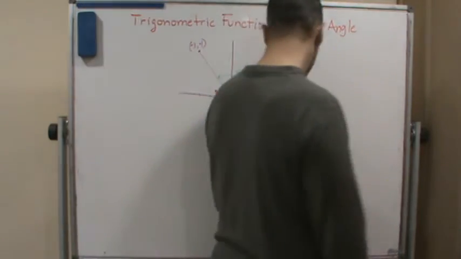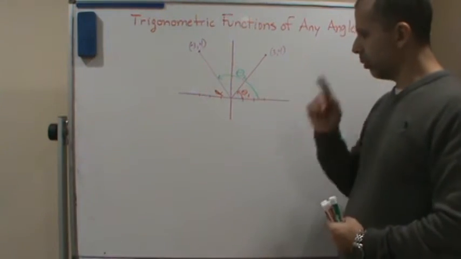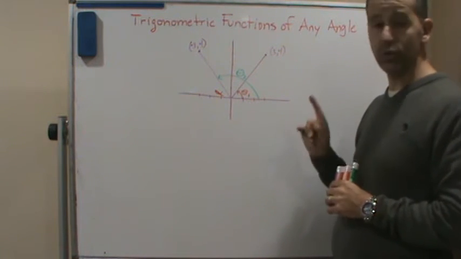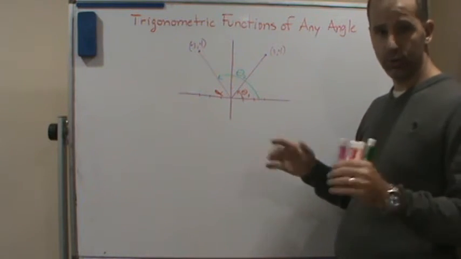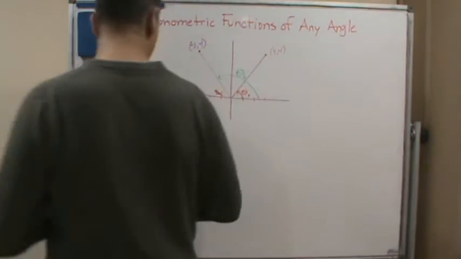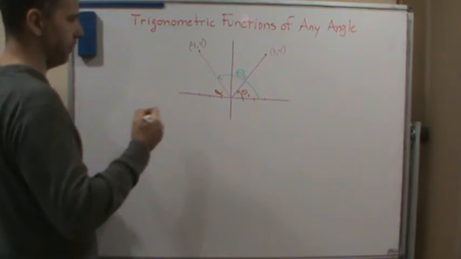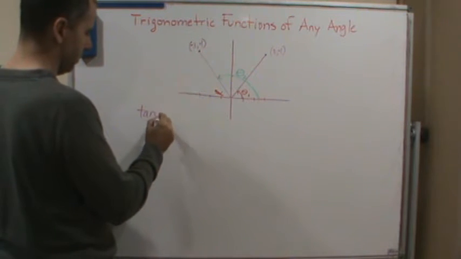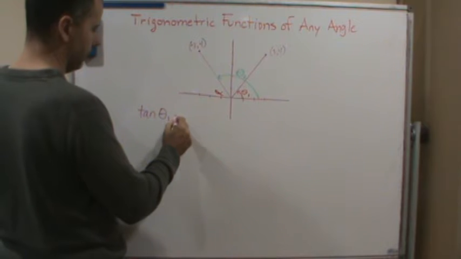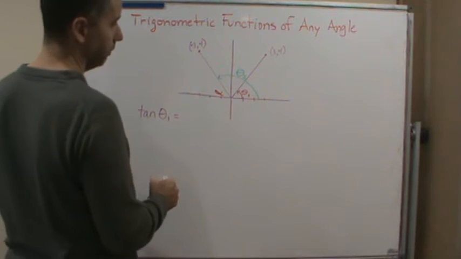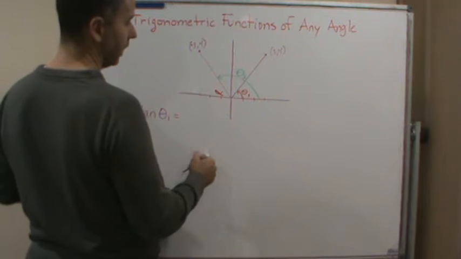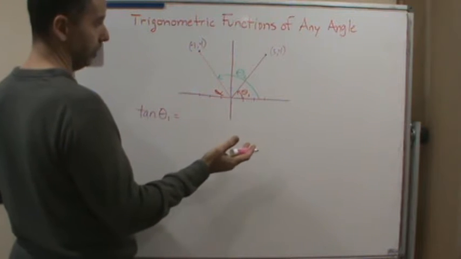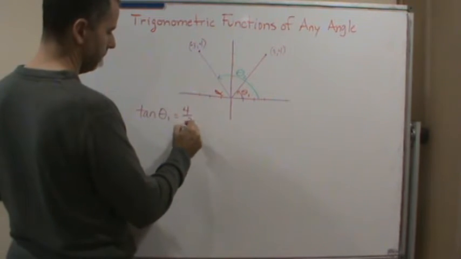Okay, so now, one of the things we want to do is understand the relationship between the trig functions. I'm going to use tangent just as an example, but this holds true for all of the trig functions. So if I look at the tangent of theta 1, that's going to equal what? Well, it's going to equal opposite over adjacent, so that's going to be 4 over 3, so 4/3.